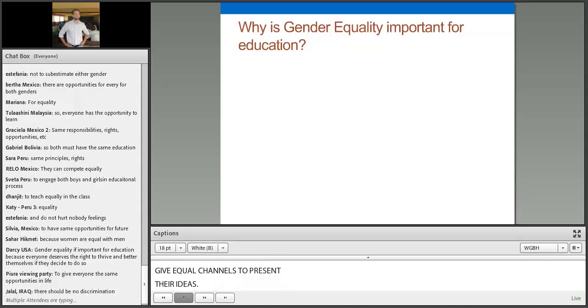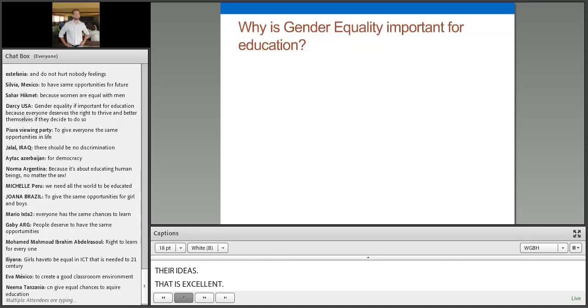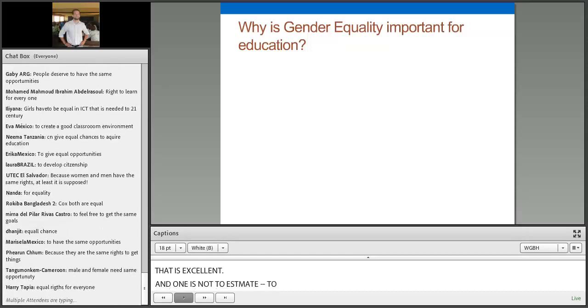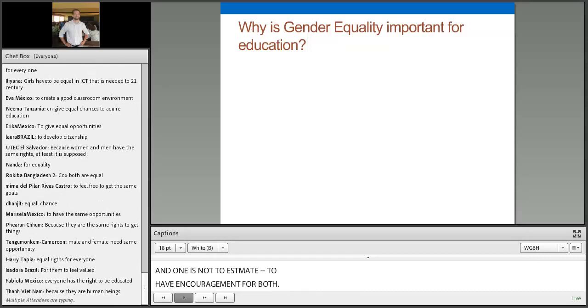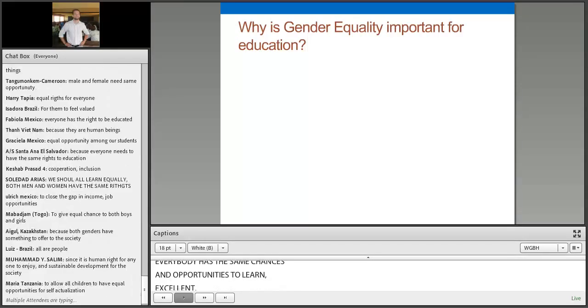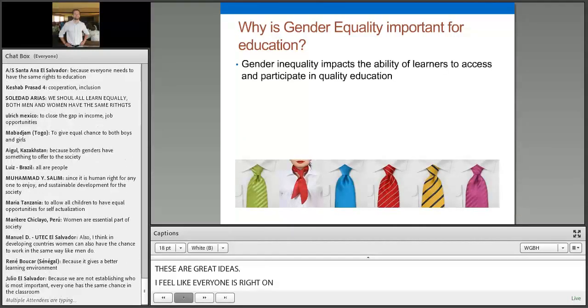And one is not to underestimate either gender, exactly, not to have the same encouragement for both. Everyone has the same chances and opportunities to learn. Excellent. This is really great, everyone. These are great ideas. And I feel like everyone is right on point. So I'll share a few ideas.